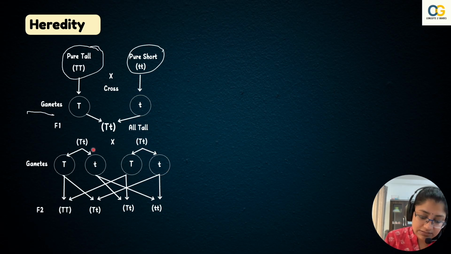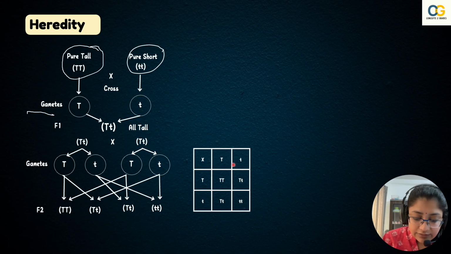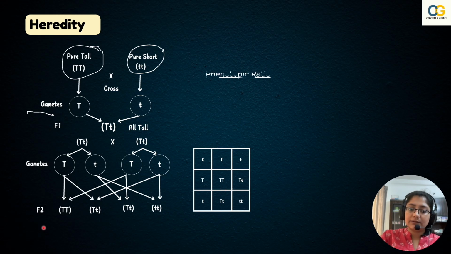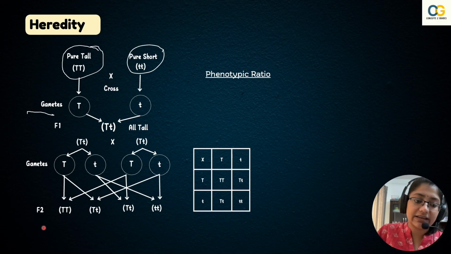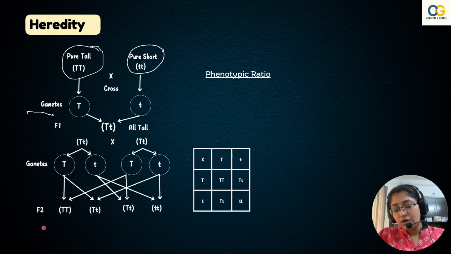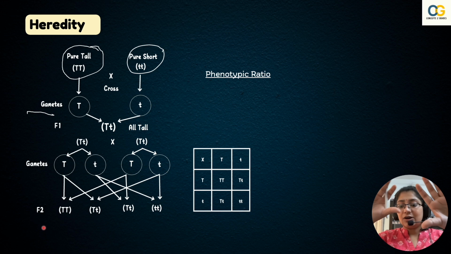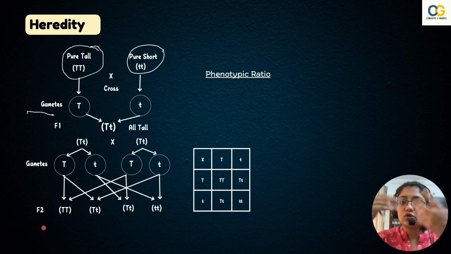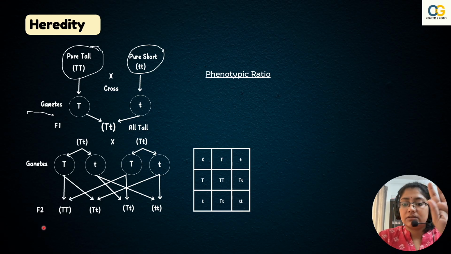Now, this thing in genetics is drawn using a Punnett square, where you put the gametes on the ends and you merge it accordingly. This is called a Punnett square, discovered by the scientist Punnett. So now we can write a phenotypic ratio. What is phenotypic ratio? How do they look? When I look, how do I look? How do I see them? So there's only one characteristic here, which is tall and short. So how many tall, how many short ratio?